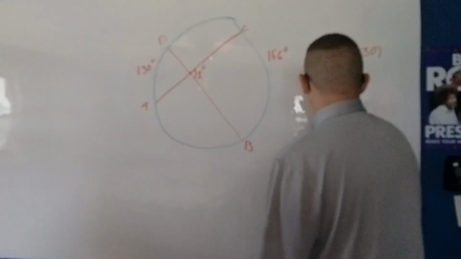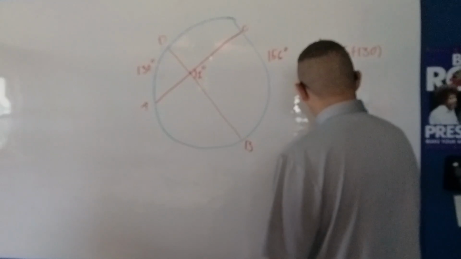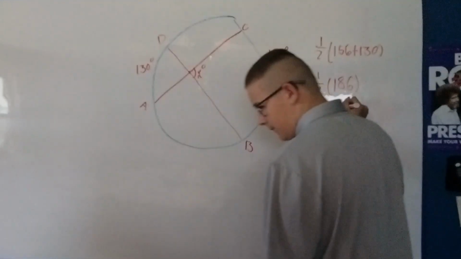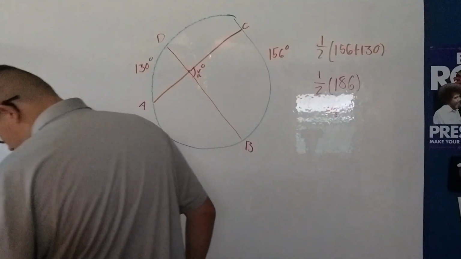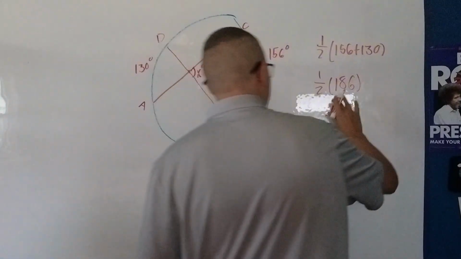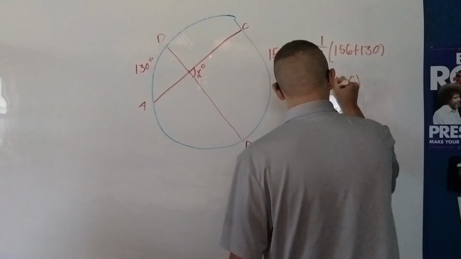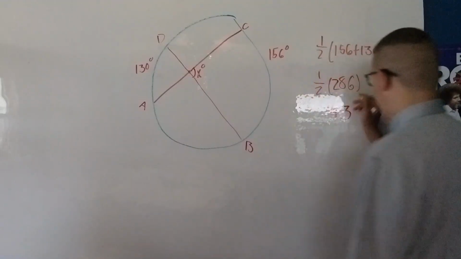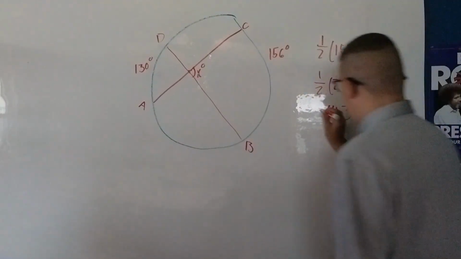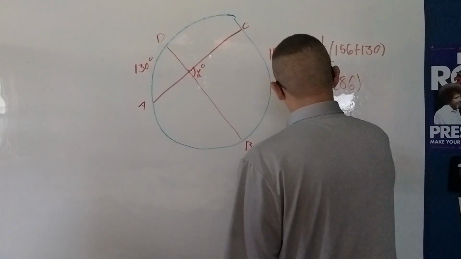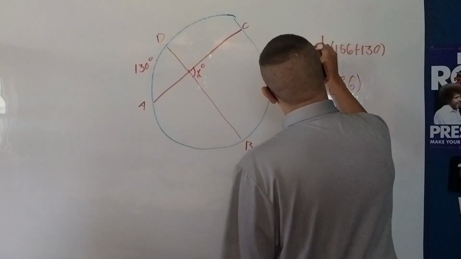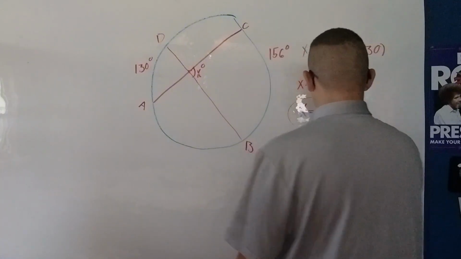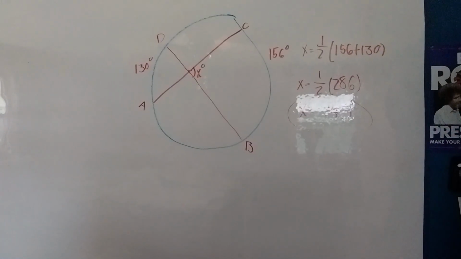Half of 186 is 143. I didn't have to look at the book for that. I knew that. It's not 143. What am I talking about? Yeah. This here, I apologize. This goes to 286 and this goes to 143. I made a mistake there. X equals 143, and that's your answer. X is 143 degrees, like that.